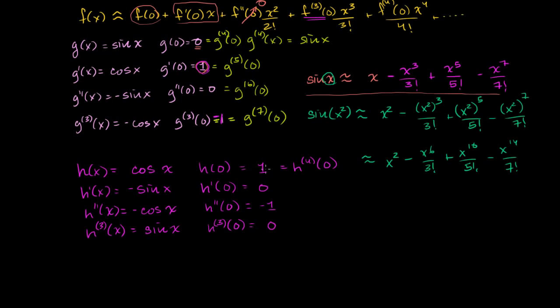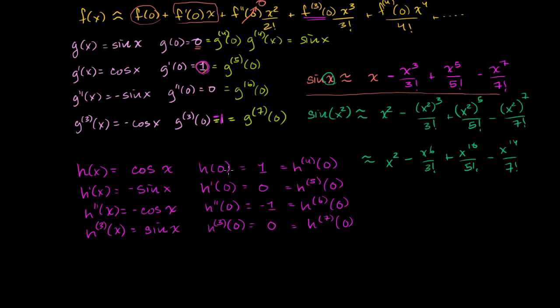So the fourth derivative at 0 is going to be the same thing as the function evaluated at 0, which is 1. And so the fifth derivative at 0 is going to be 0. The sixth derivative at 0 is going to be negative 1. And then the seventh derivative at 0 is going to be 0. So that's enough now. I think we definitely have four non-zero terms.